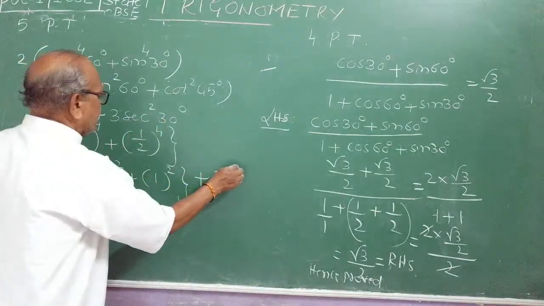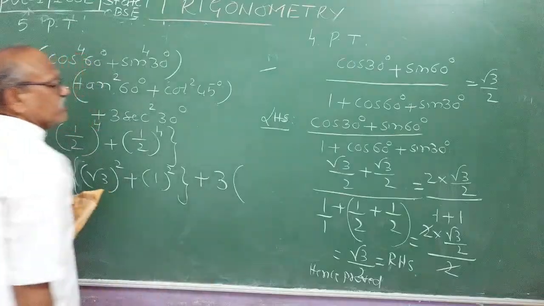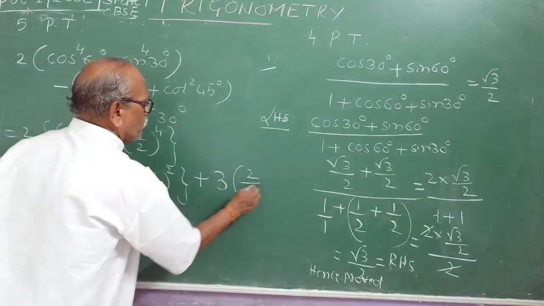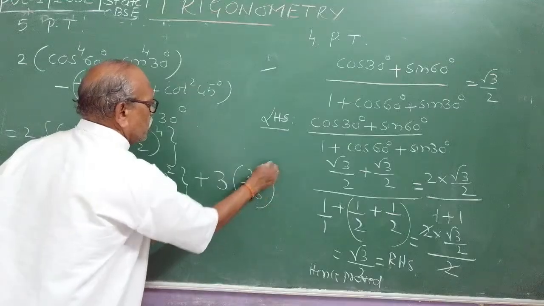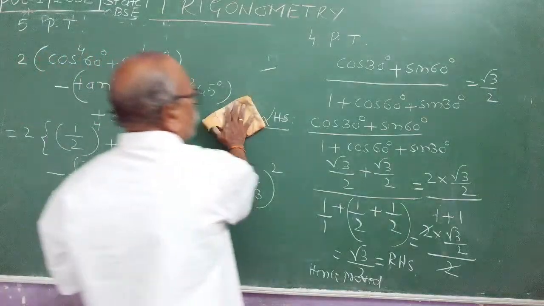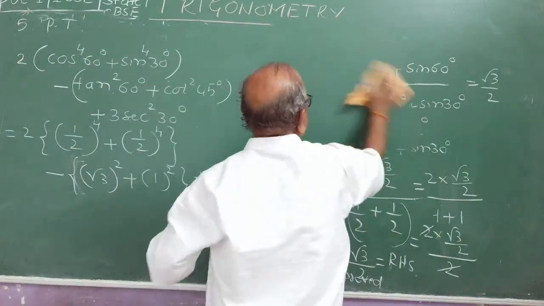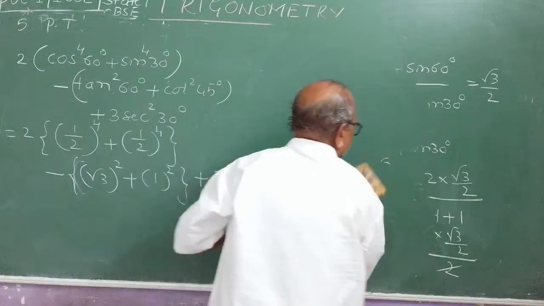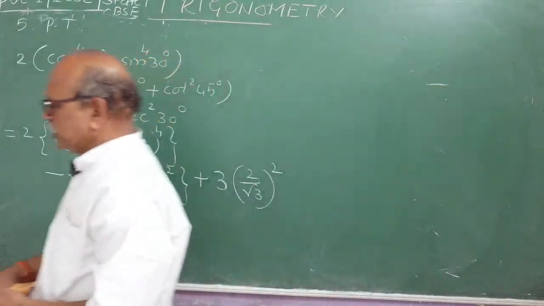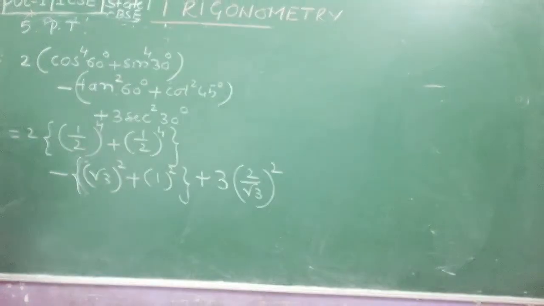What is sec 30 degree? Sec 30. Cos 30 is root 3 by 2. Sec 30 is 2 by root 3 whole square. After simplification, you must get 1 by 4. Okay. Simplify this, simple addition and subtraction.